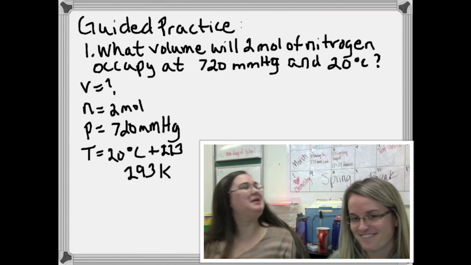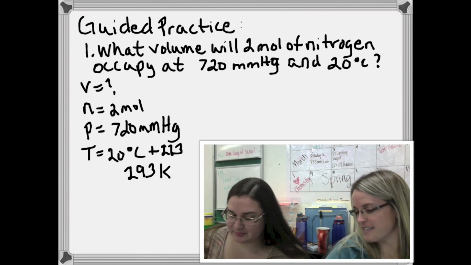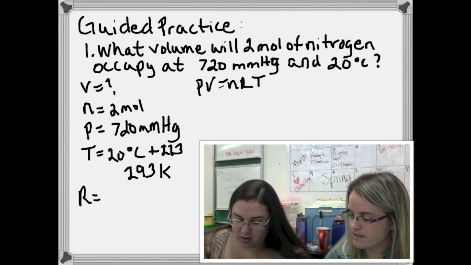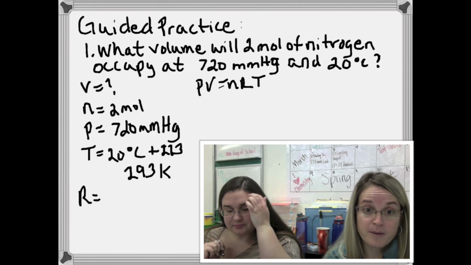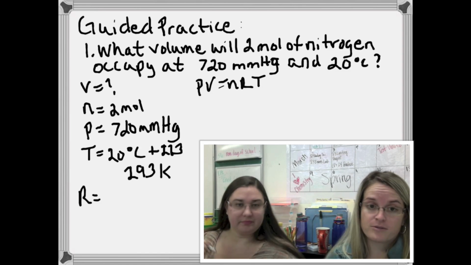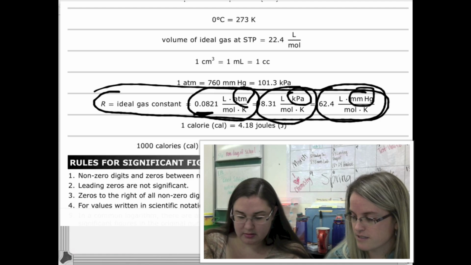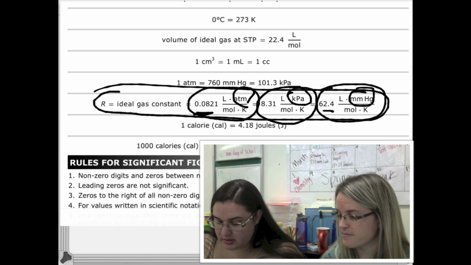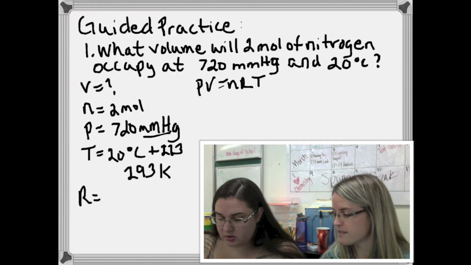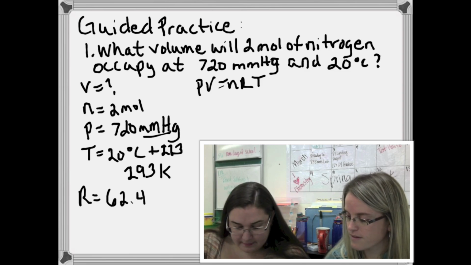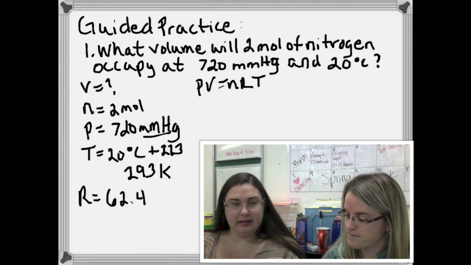Okay, so again, PV equals nRT, and I need to get my R value. And remember, it's got to match your pressure units. So we're going to flip to our reference page. For mmHg, it's going to be this one over here at 62.4. And now I can plug and chug.